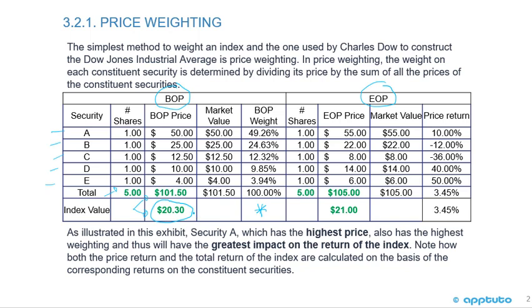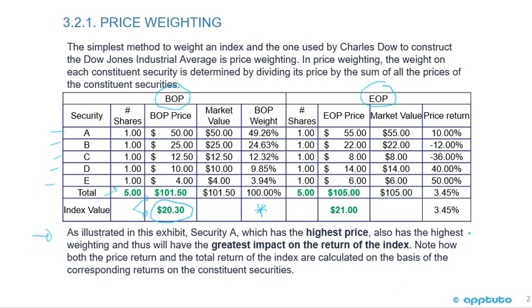Over here, we have the beginning of period weightings, but because it's a price weighted index, to calculate the index value we're just adding up the prices. But those weightings are important because, as illustrated in this exhibit, security A, which has the highest price, also has the highest weighting, and thus will have the greatest impact on the return of the index. Note how both the price return and the total return of the index are calculated on the basis of the corresponding returns on the constituent securities.